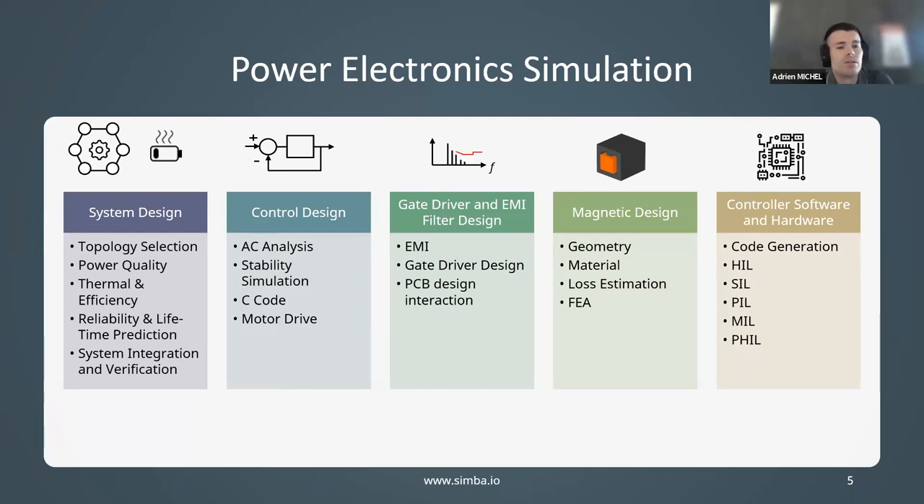When you want to design a power converter, you need to go in the first phase, which is the pre-design, called the system design, in which you are going to select the topology. You can make some variants. You can change your topology because maybe it will not fit your needs. And you can make a quick comparison of which topology you need to use in order to meet your requirements.